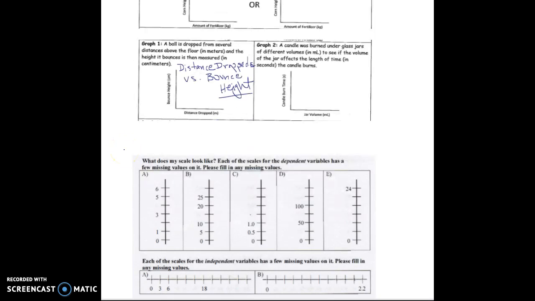It's not quite the bottom, it's just the bottom of my screen. But anyway, all right, what does my scale look like? For each of the scales, the dependent variables have missing variables. Fill in them all. And then this one has independent variables missing, or numbers missing on independent variables, okay? So we're trying to figure out what we're counting by and fill in the blanks, okay? And make sure that you fill in every place there's a line.